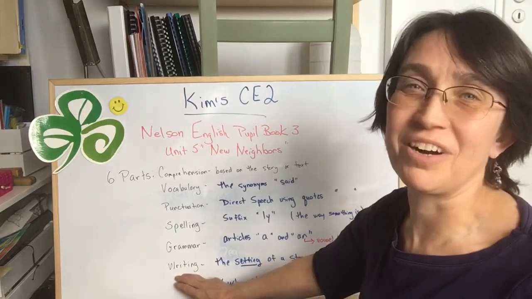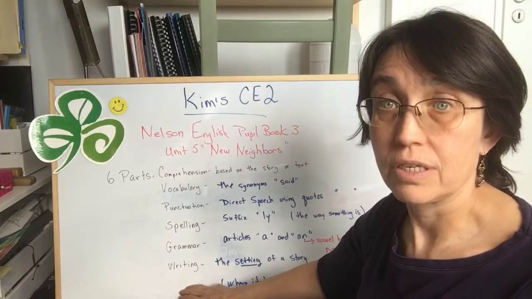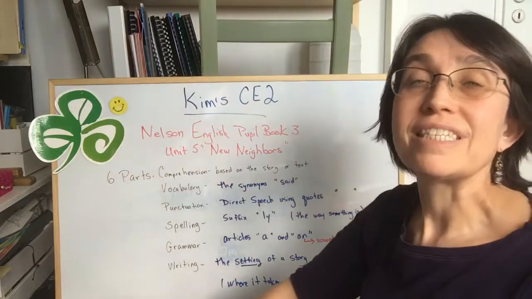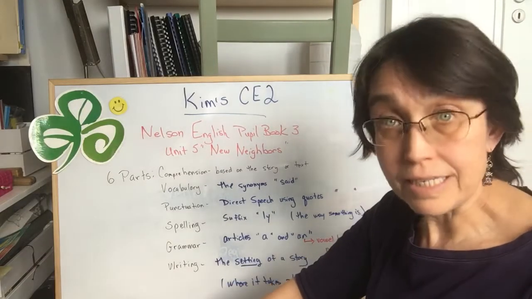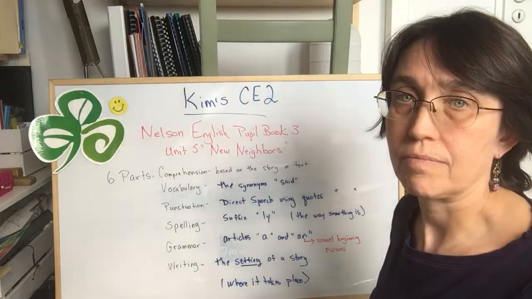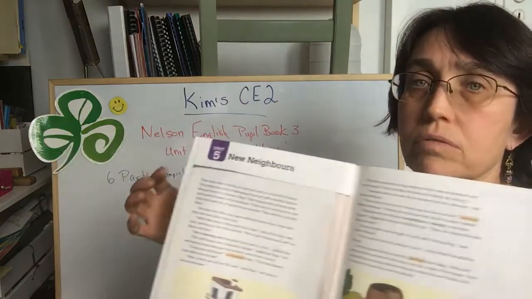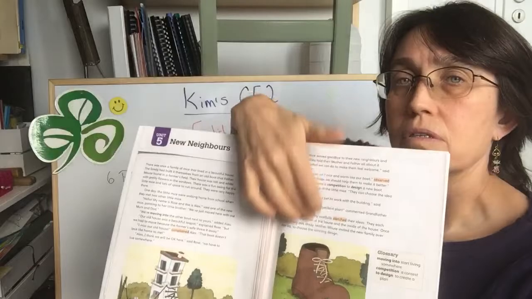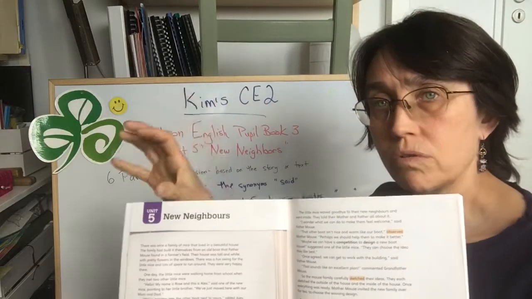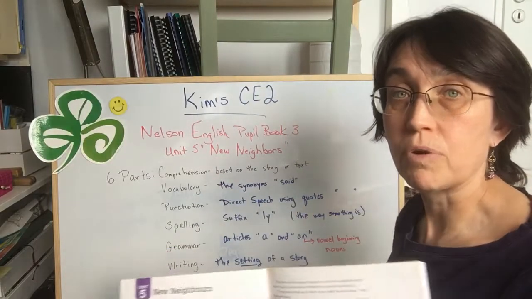The last part of this book is the writing section. In the writing section, you will be working on the setting of a story. The setting of a story is where the story takes place. To begin with, I will read out loud this story called The New Neighbor. Then I will go through each part and just re-explain the parts.